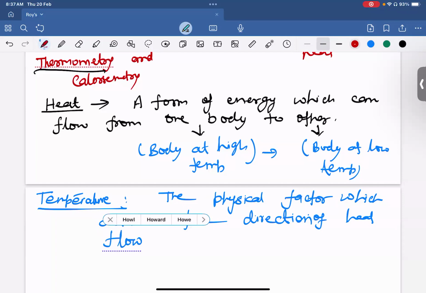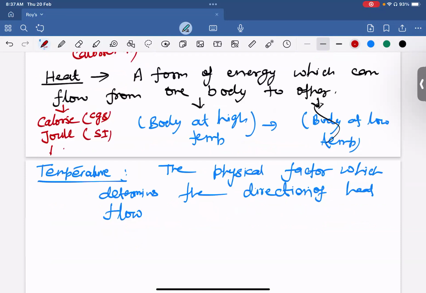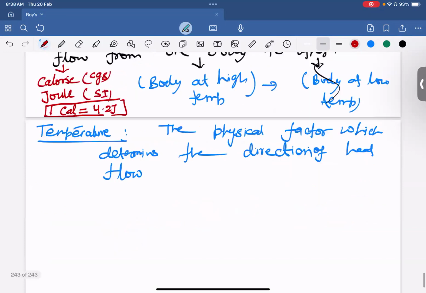As far as heat is concerned, we use units like calorie, that is the CGS unit, and we use joule, that is the SI unit. How can we convert it? So we can say 1 calorie is equal to 4.2 joule. That is the conversion factor between calorie and joule.